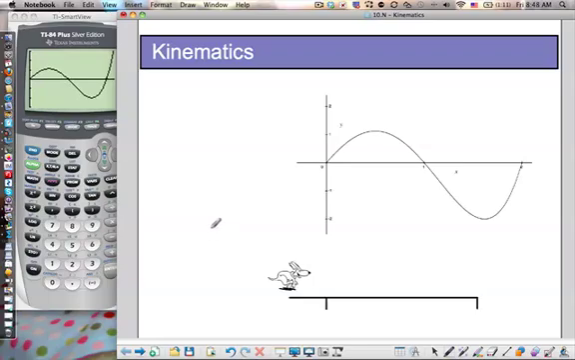Rops. We're going to talk to you today about kinematics, which is, what is kinematics? It's all about motion and moving and velocity, acceleration, and position or distance. So our example today is this little dog.